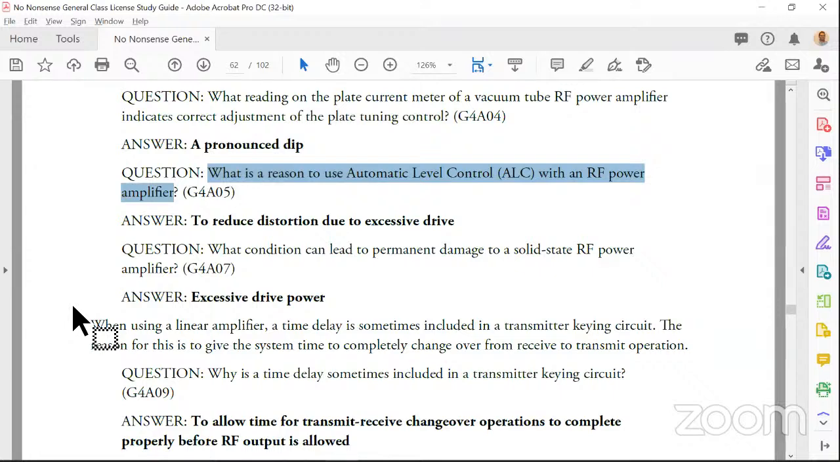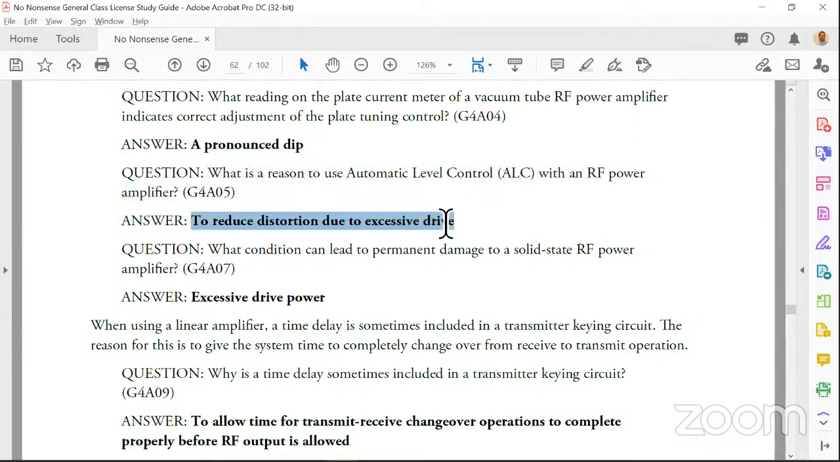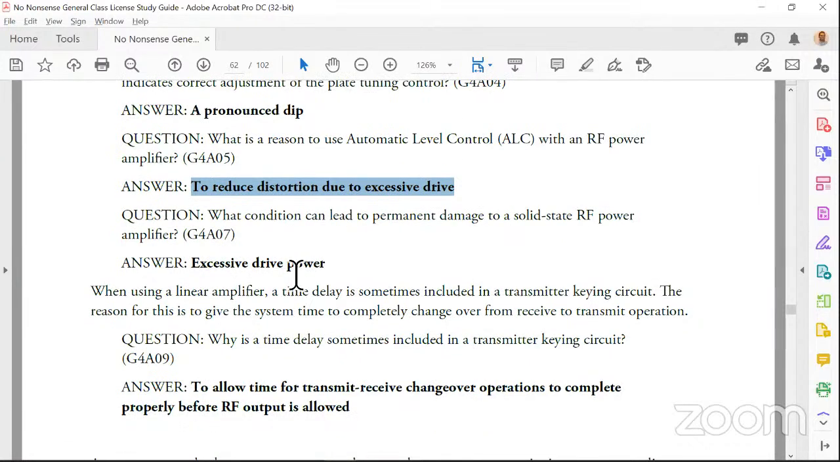What is a reason to use automatic level control with an RF power amplifier? So what we showed is that you have your transceiver, your radio, and you had your RF power amplifier, and there's a connection called the ALC, automatic level control, that you connect from your radio or transceiver to your amplifier. So why do you use it? You use it to reduce the distortion due to excessive drive. That ALC control will tell the radio to back off your drive a little bit automatically. It's an automatic level control. It stops the distortion due to excessive drive.